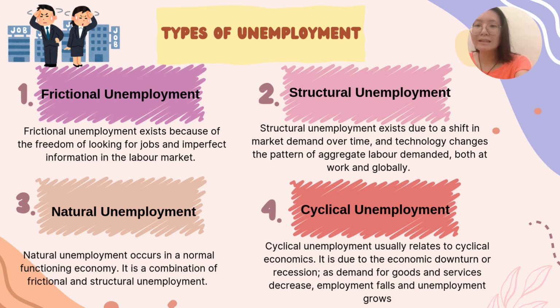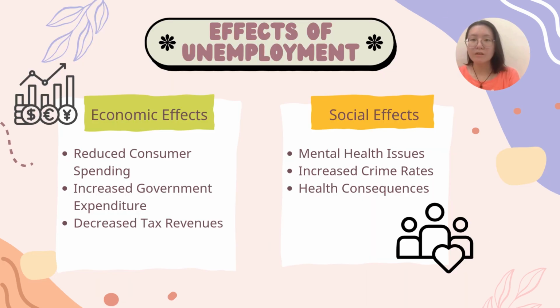The last is cyclical unemployment. Cyclical unemployment usually relates to cyclical economies. It is due to the economic downturn or recessions. As demand for goods and services decreases, employment falls and unemployment grows. The summary of the types of unemployment is shown in Figure 10.1. There are two effects of unemployment, which are economic and social.